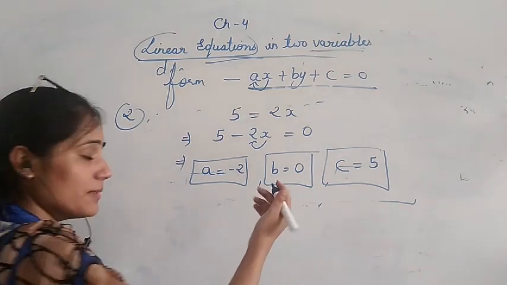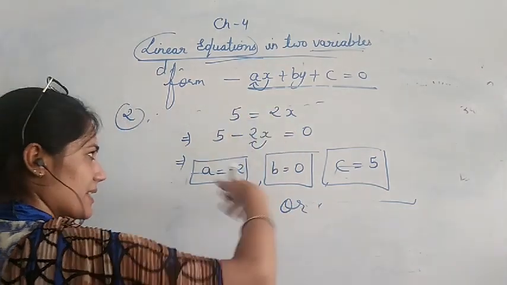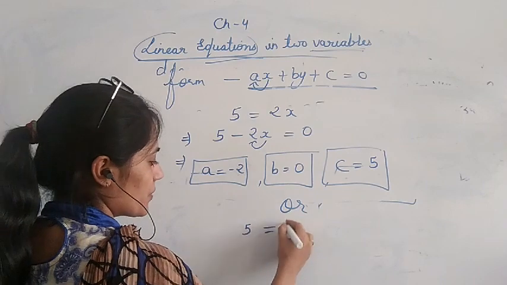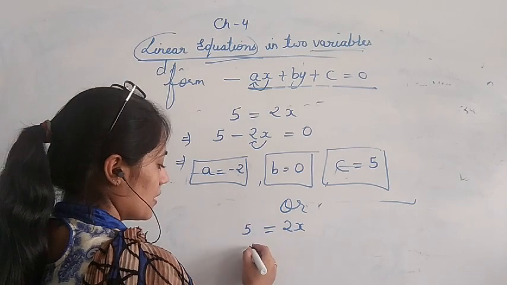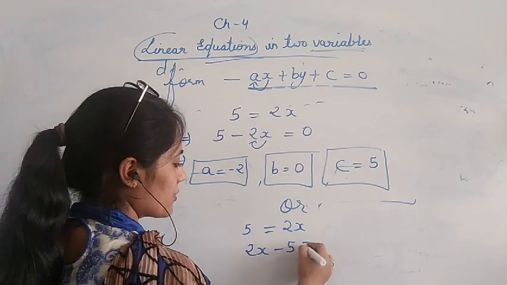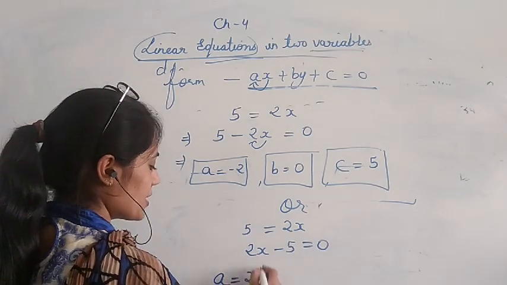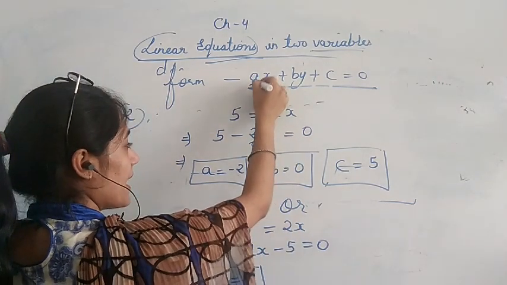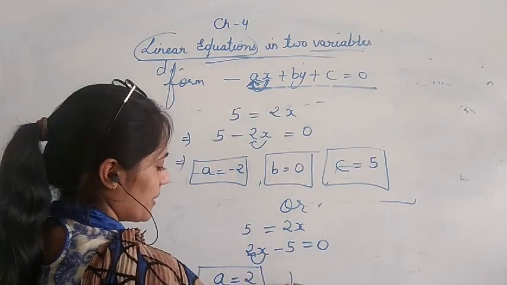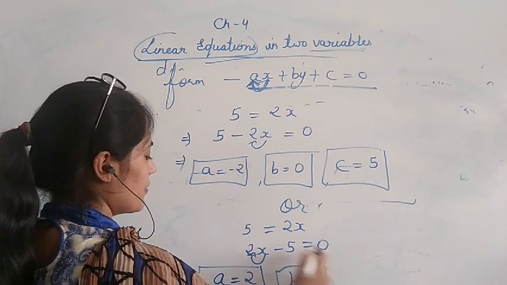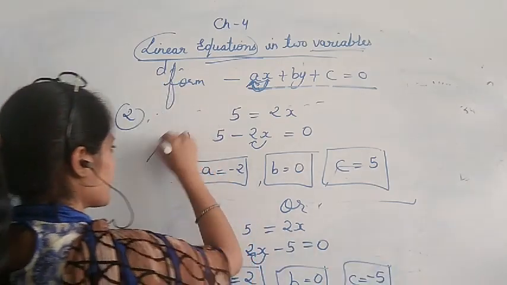Any one more method, by one more method we can do. Suppose I am not transposing this thing here, I transpose that. 5 is equal to 2x, given na? Okay. So this will come 2x minus 5 equal to 0. So what will be A? What is the coefficient of x here? 2. B. Nothing. 0. Because no y is here. C. Minus 5. So both answers are correct.